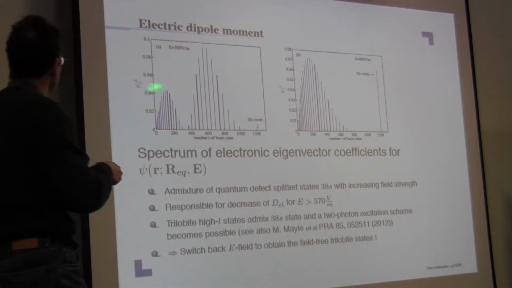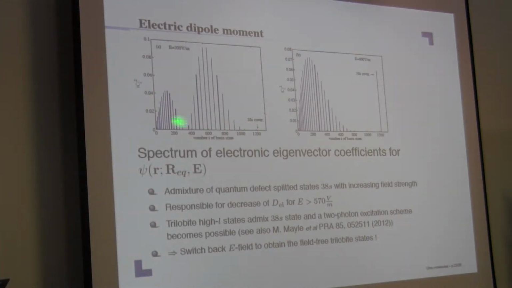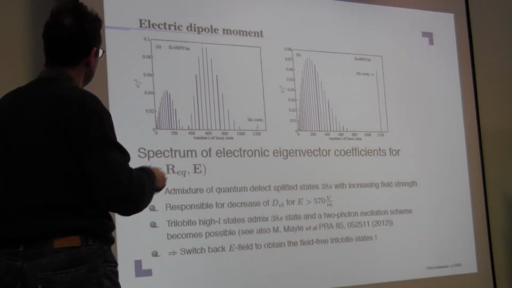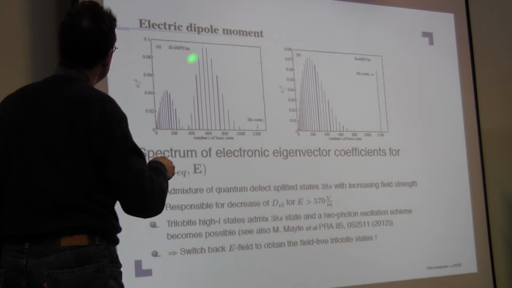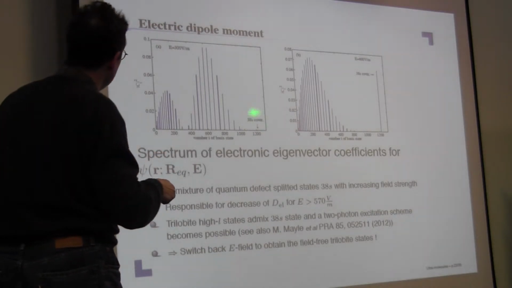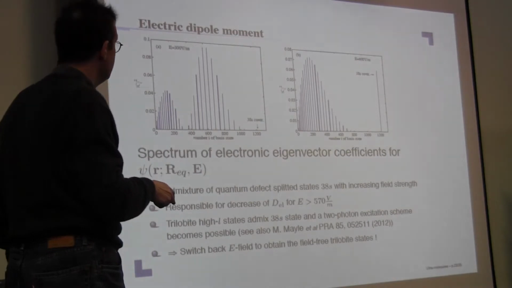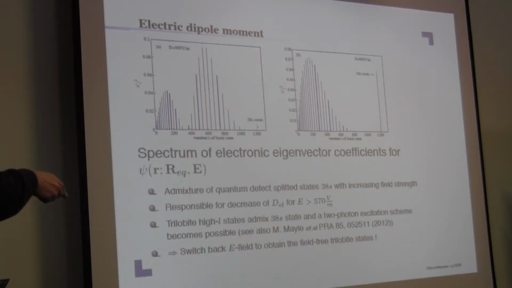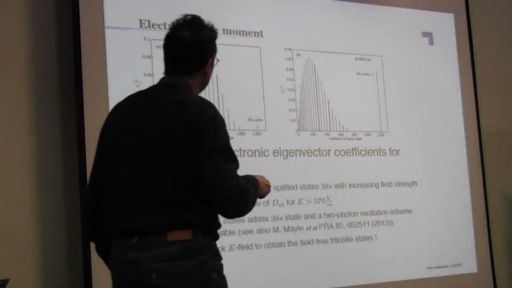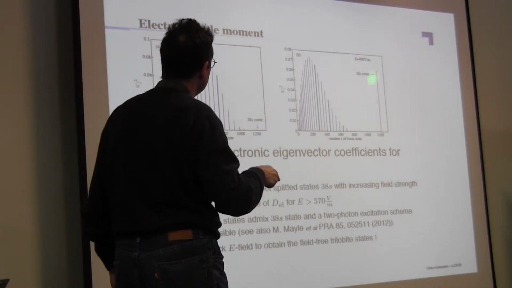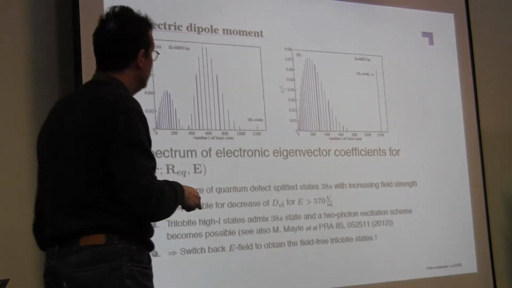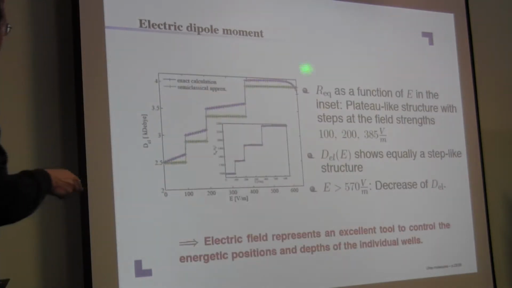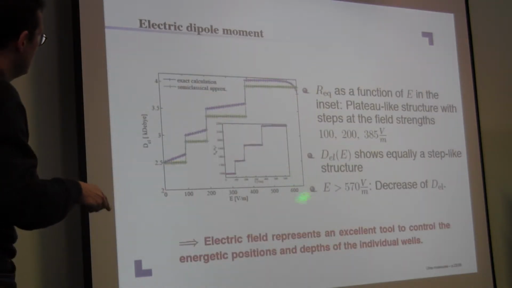Now this is the stick spectrum of the participation of the basis states in the true eigenstate. You see you have this certain distribution, and the 38S state for this field strength, which is comparatively low, is not contributing a lot. This would correspond to the situation over here or over here. Now, if you go to high field strength, 600 volts per meter, you get a significant contribution from the 38S state. And this is then contributing to a decrease of the dipole moment for large field strengths, more than 600.